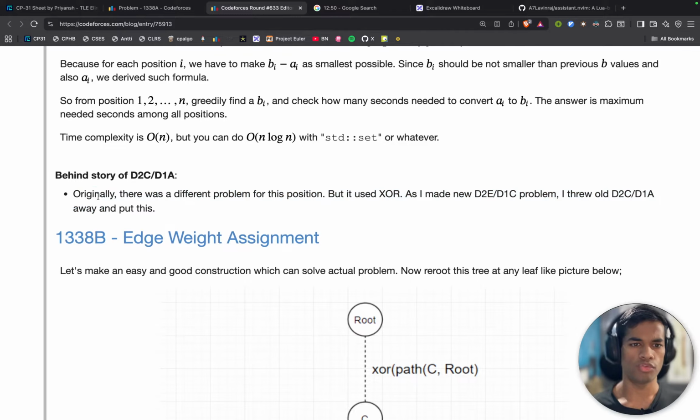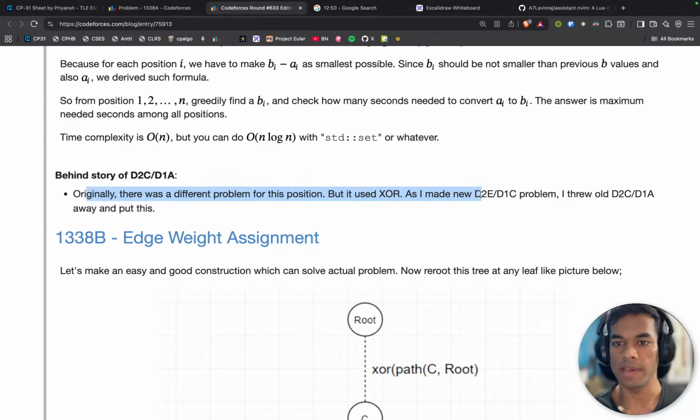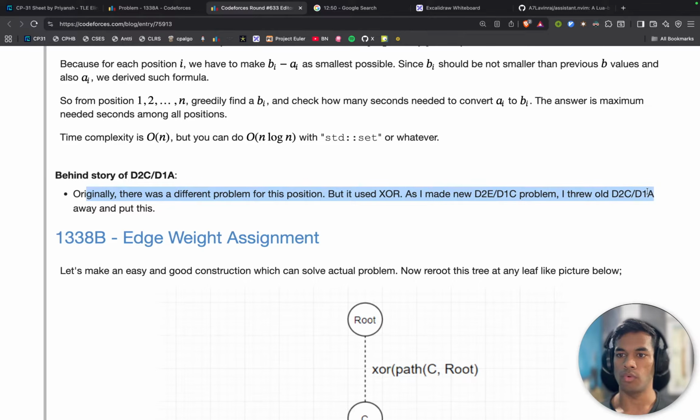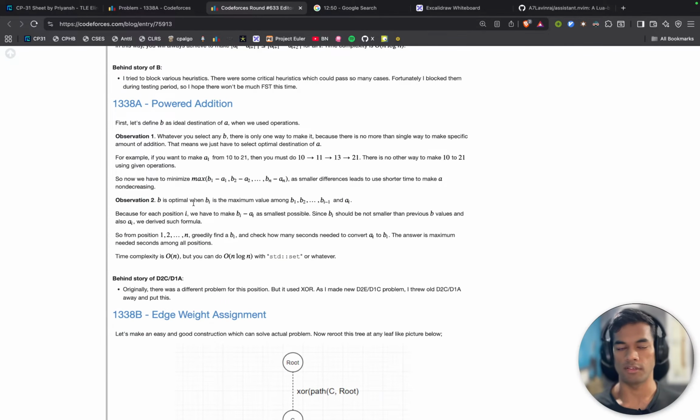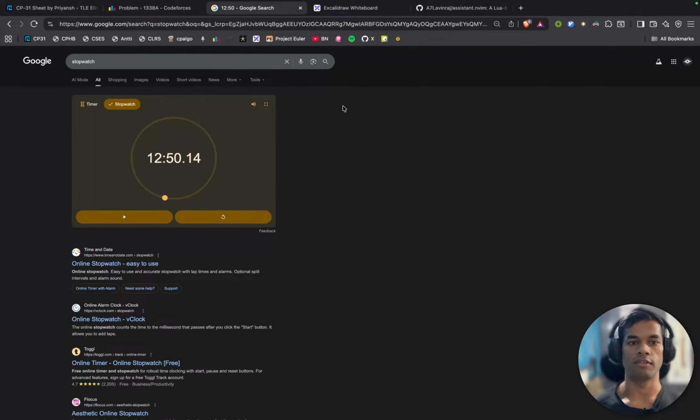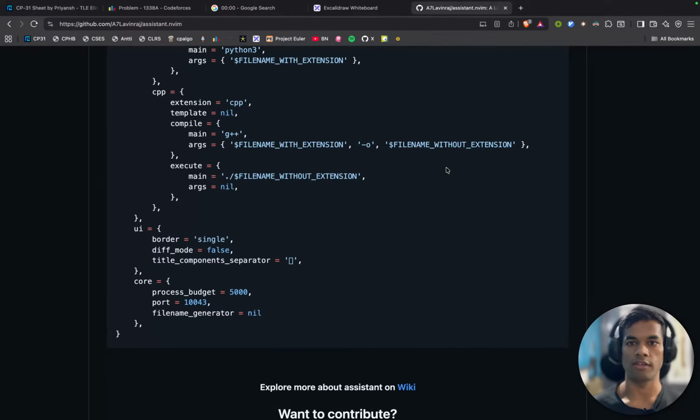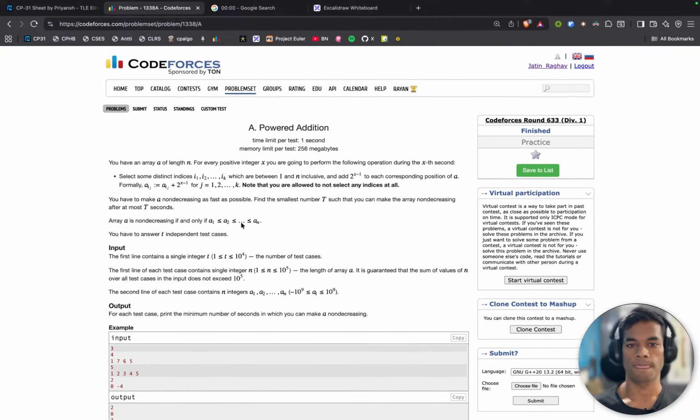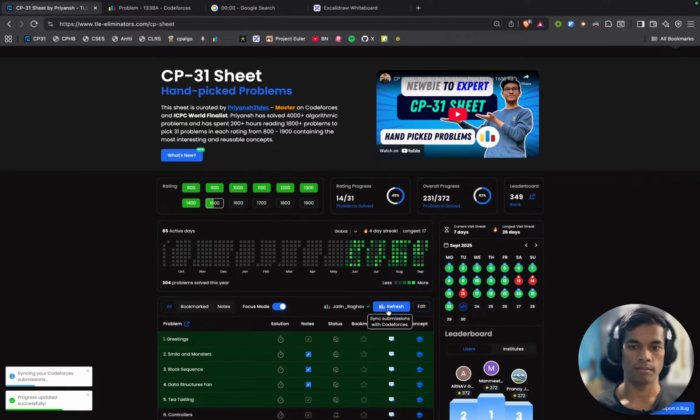Okay. Originally, there was a different problem for this position, but it used XOR, as I made the new D2E, D1C problems. I threw all these problems away and put this. Okay, XOR is nice. XOR is really nice because XOR has memory, and it is nice to have memory.